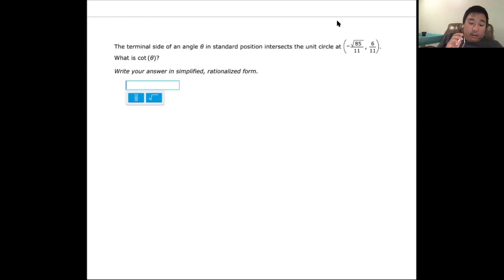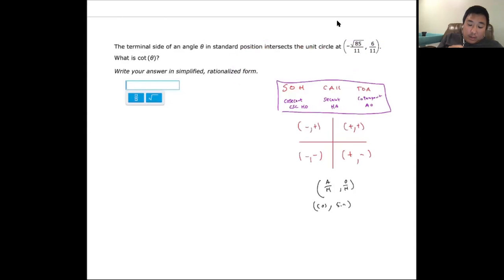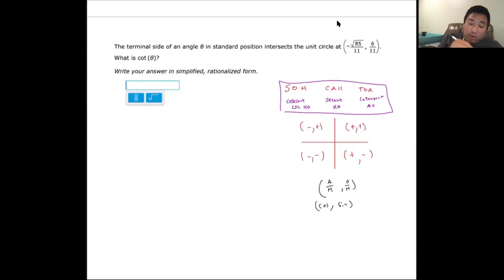The terminal side of the angle in standard position intersects the unit circle at the point below. Find the cotangent. Cotangent is just A over O. So I need, this is A and this is O. So this is square root 85 over 6.